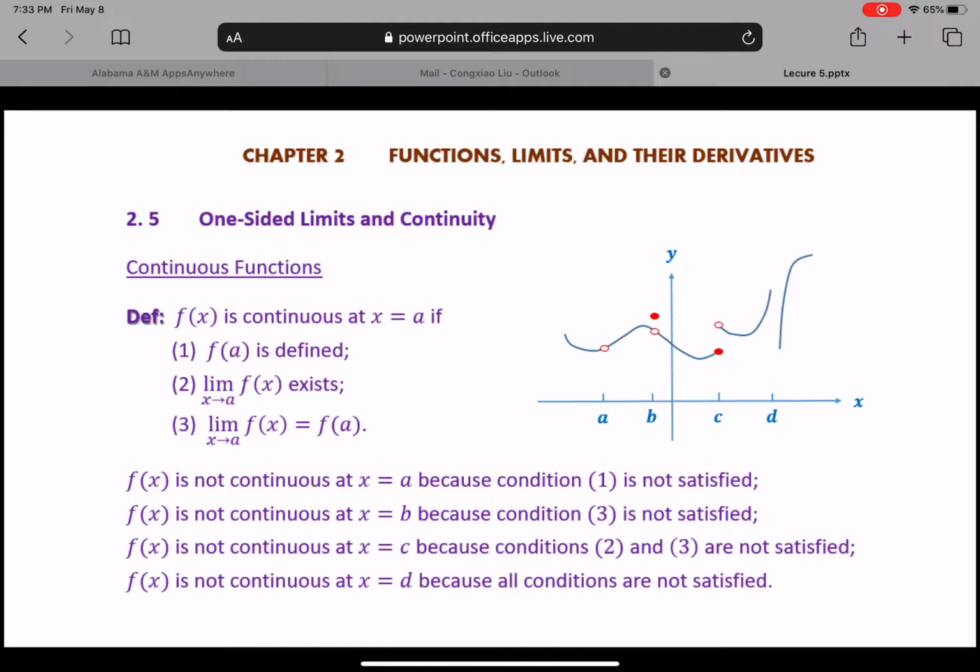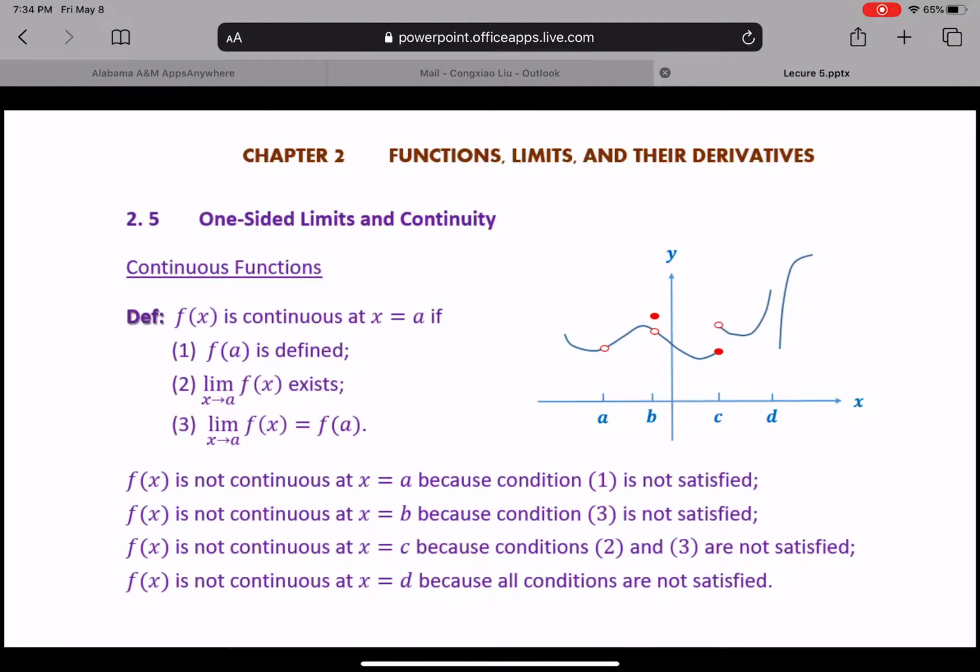So on the graph, you can see we have a function f, and it has several pieces. And in each piece, we even have some broken point or open circle. So obviously, the function is not continuous at those places.